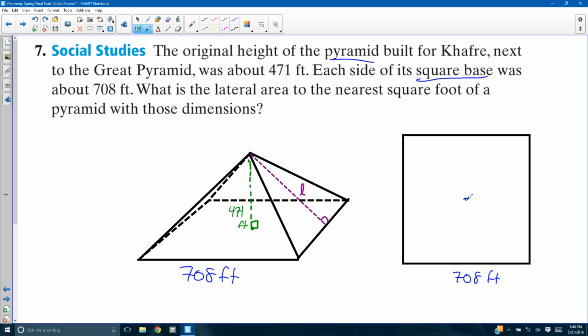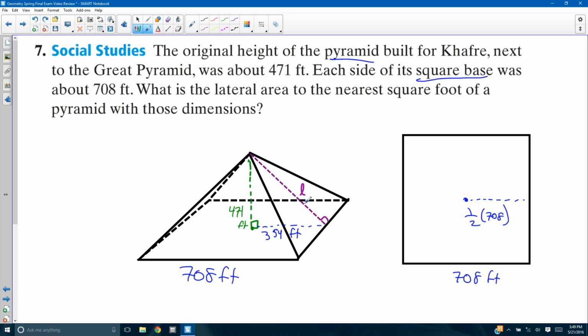The center goes right here. We know we're going out to a slant height this way. That's going to look like that, right? So we got to find out what this length is here to start to find out the slant height. And as we know, in a square the apothem is actually half of this side. So half of 708 is 354 feet. So that is that length right there.